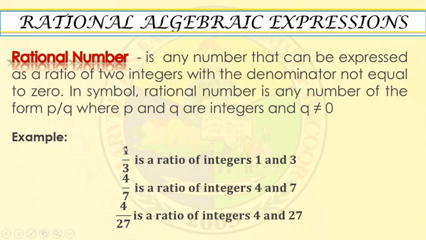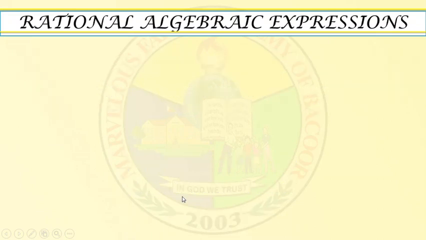Like for example, 1 over 3 is a ratio of integers 1 and 3. So yan ay isang rational number. Next, 4 over 7 is a ratio of integers 4 and 7. Yan ay isang rational number. 4 over 27 is a ratio of two integers 4 and 27. Okay, so yan yung mga halimbawa ng rational numbers.